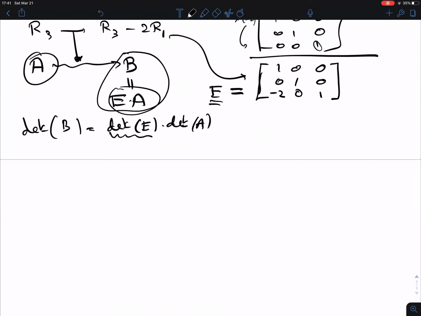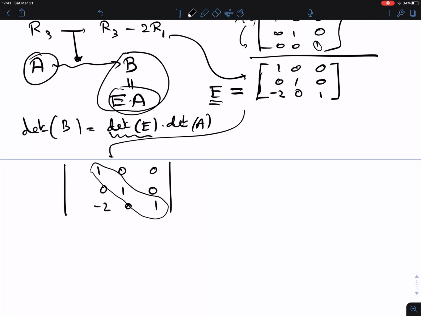We have to calculate the determinant. I'll write it up here: 1, 0, 0, 0, 1, 0, -2, 0, 1. You can actually immediately see that it's 1, if you remember from the previous lecture, upper triangular matrices as well as lower triangular. This is an upper triangular matrix. The determinant is just the product of the diagonal elements. But if you forgot this, then no big deal.